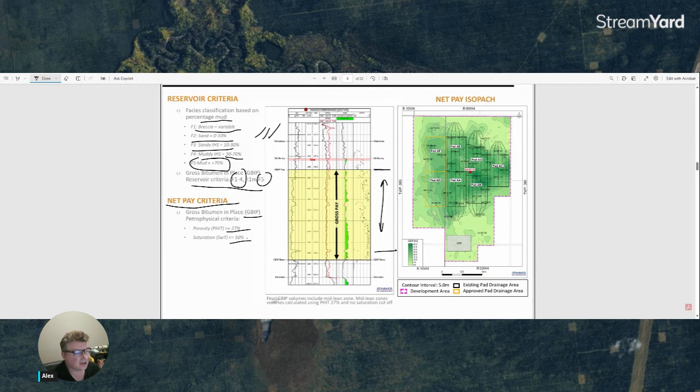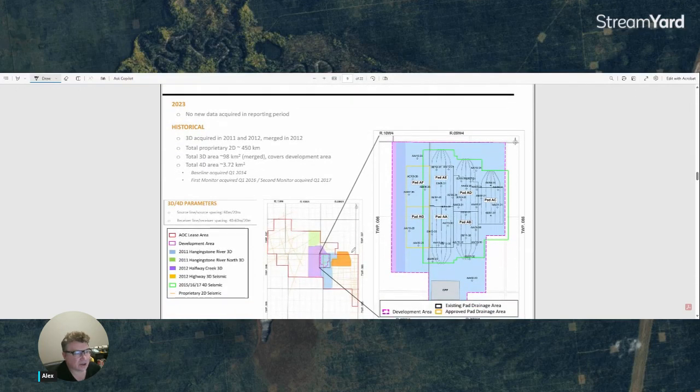And GBIP, again, final GBIP volumes include mid-lean zone. And obviously we can see the net pay isopach here, where you have different pays. So we have really nice pays in those areas here. And that's why they developed those pads in this region and not maybe below in those sections, because you have really nice oil saturation in those sections that are closer to 30-40 meters, and that allows you to develop chambers that improve oil production and accelerate production for those sections where by definition they have more thickness to their pay.